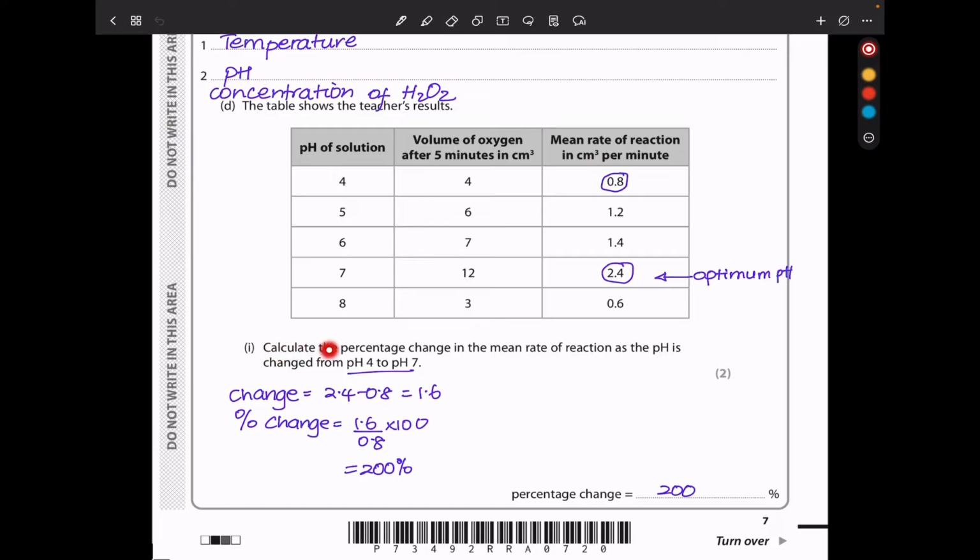So they say calculate the percentage change in the mean rate of reaction as the pH is changed from pH 4 to pH 7. At pH 4, the mean rate is 0.8, and at pH 7, the mean rate is 2.4. So the change in the rate is going to be 2.4 minus 0.8, giving us 1.6. And so the percentage change is equal to the change divided by the original rate, which was 0.8, times 100, giving us 200%.